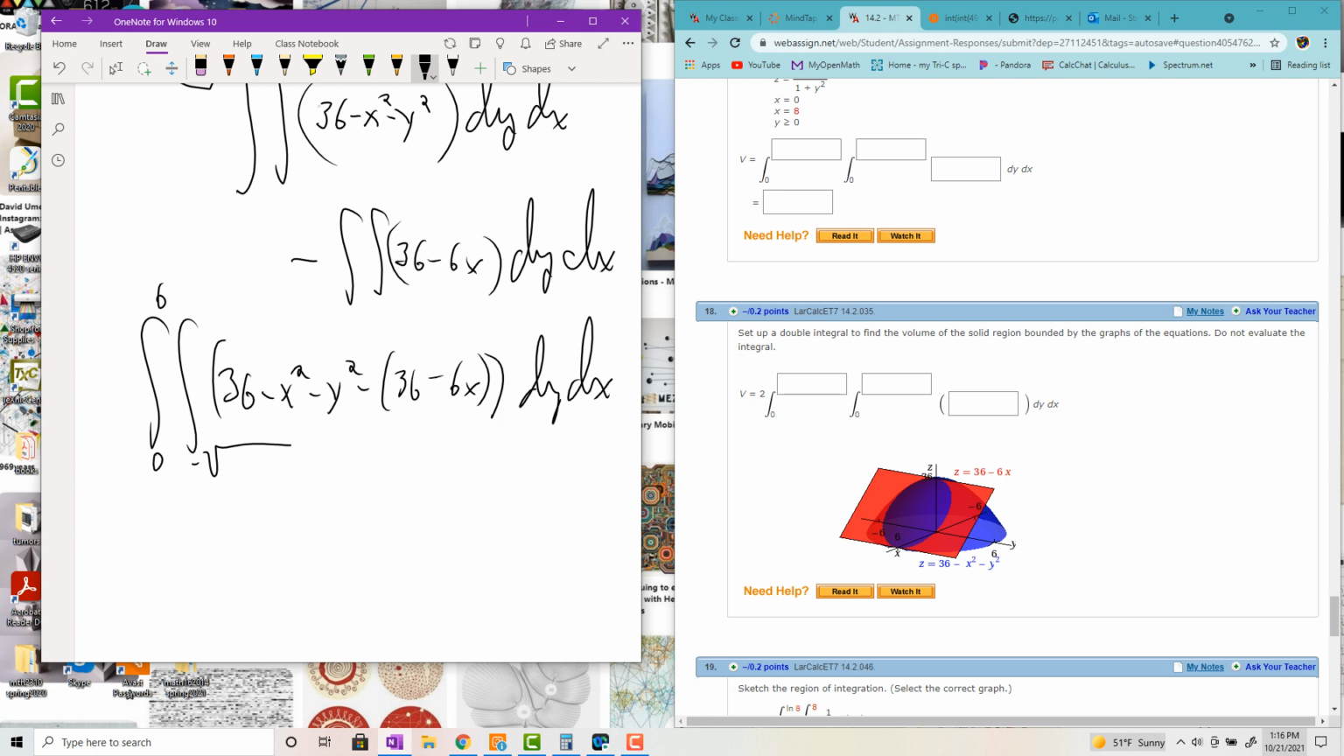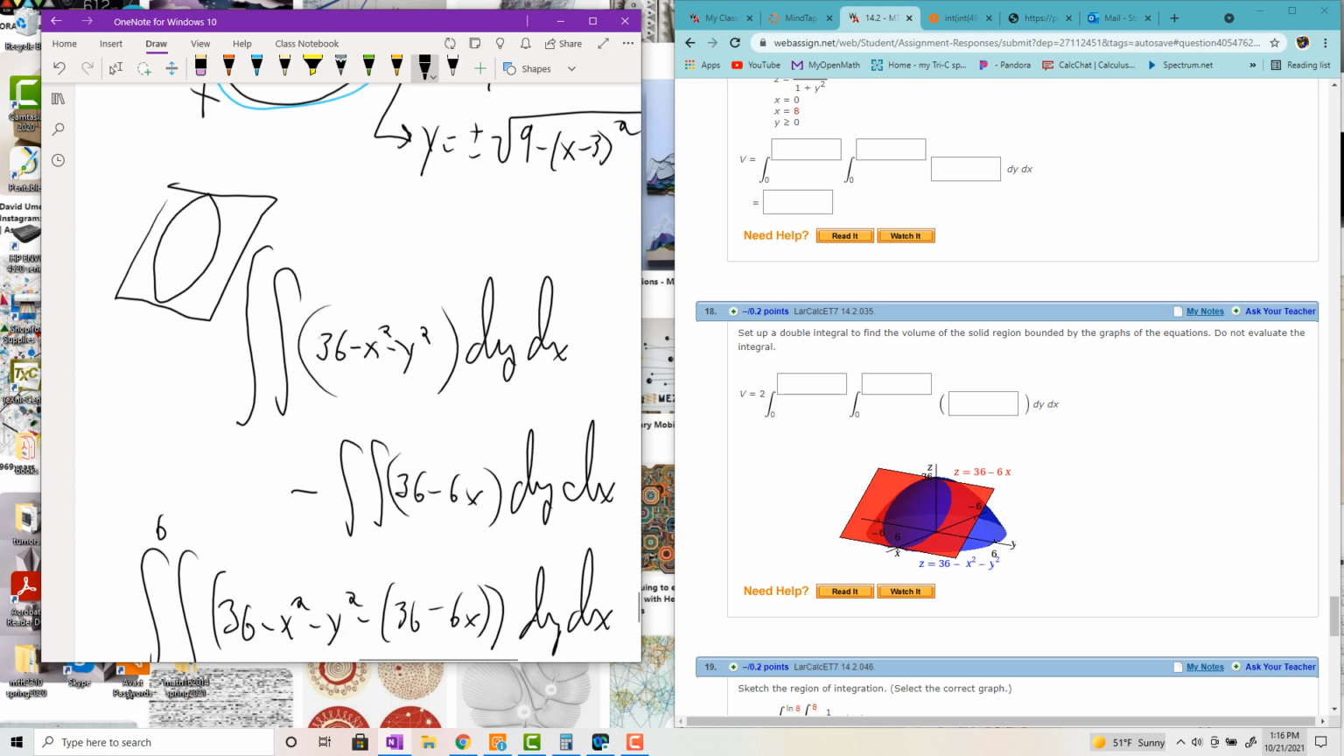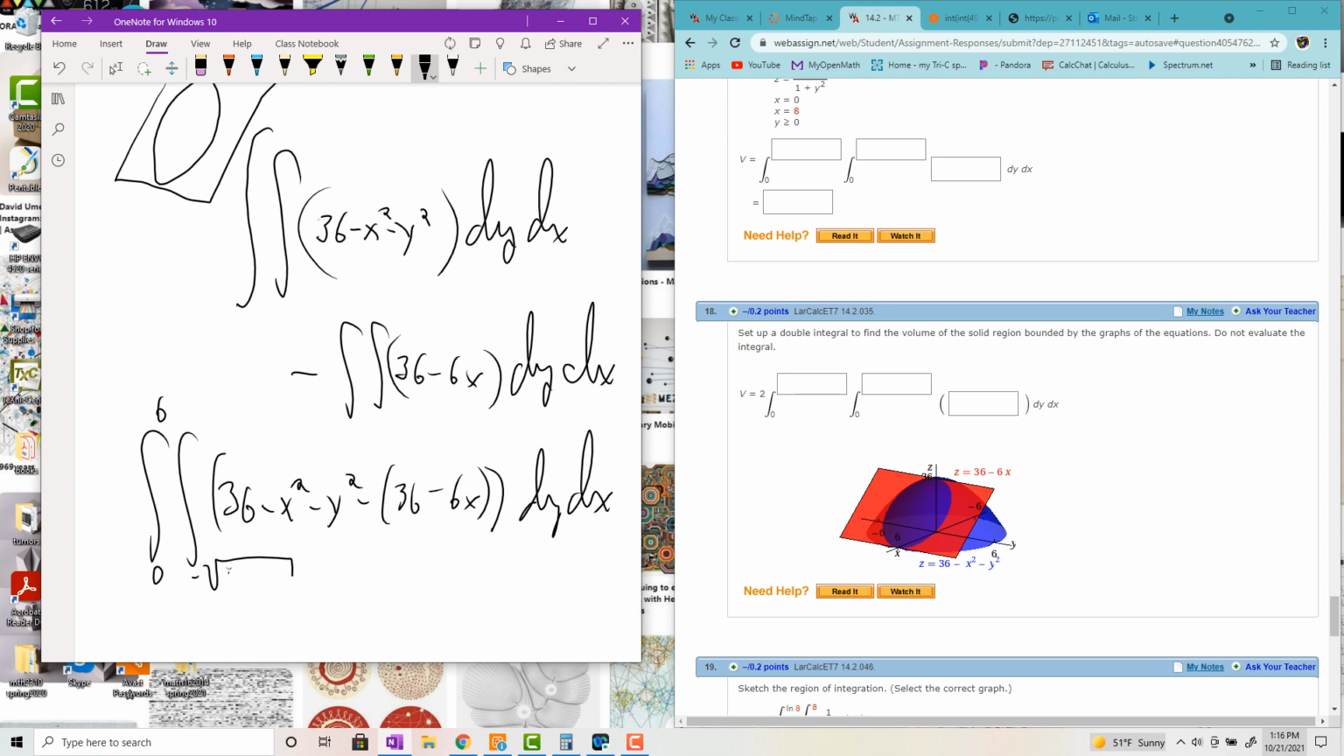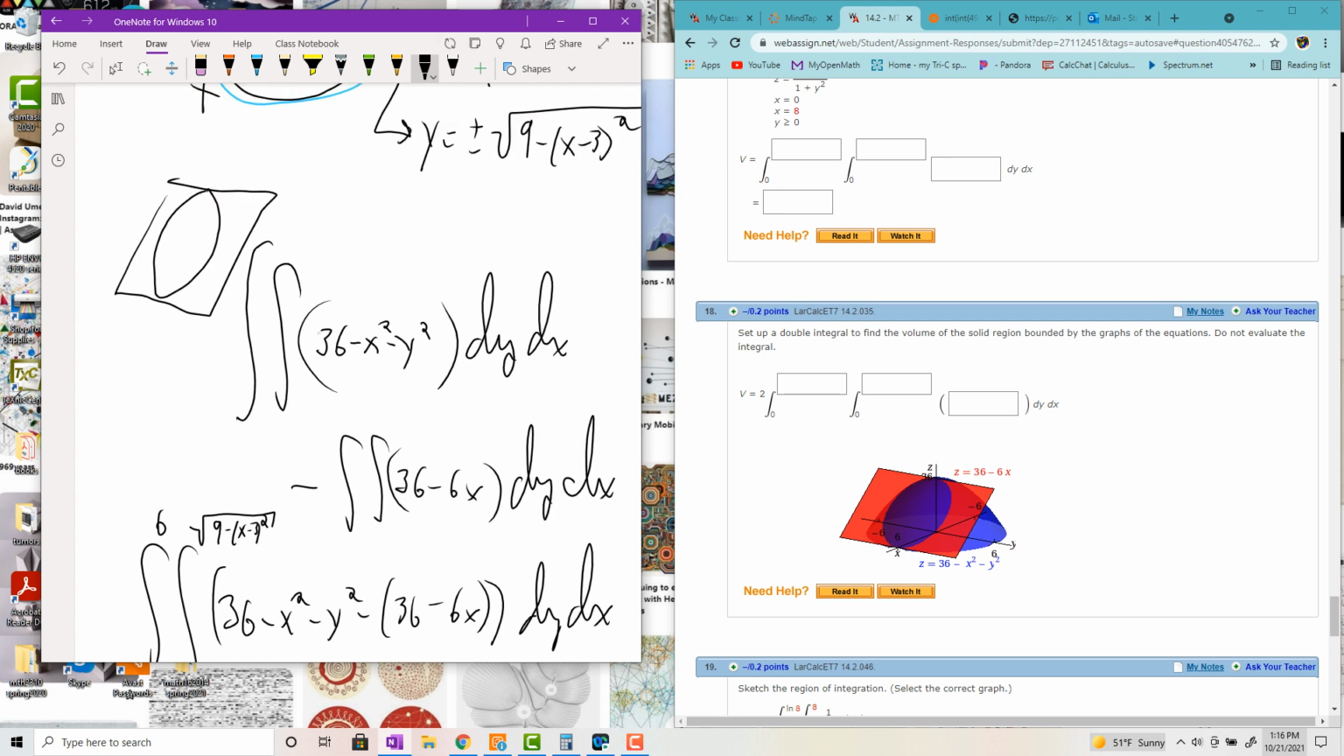So I got negative square root of 9 minus (x minus 3) squared to the positive square root of 9 minus (x minus 3) squared, and this is going from 0 to 6.